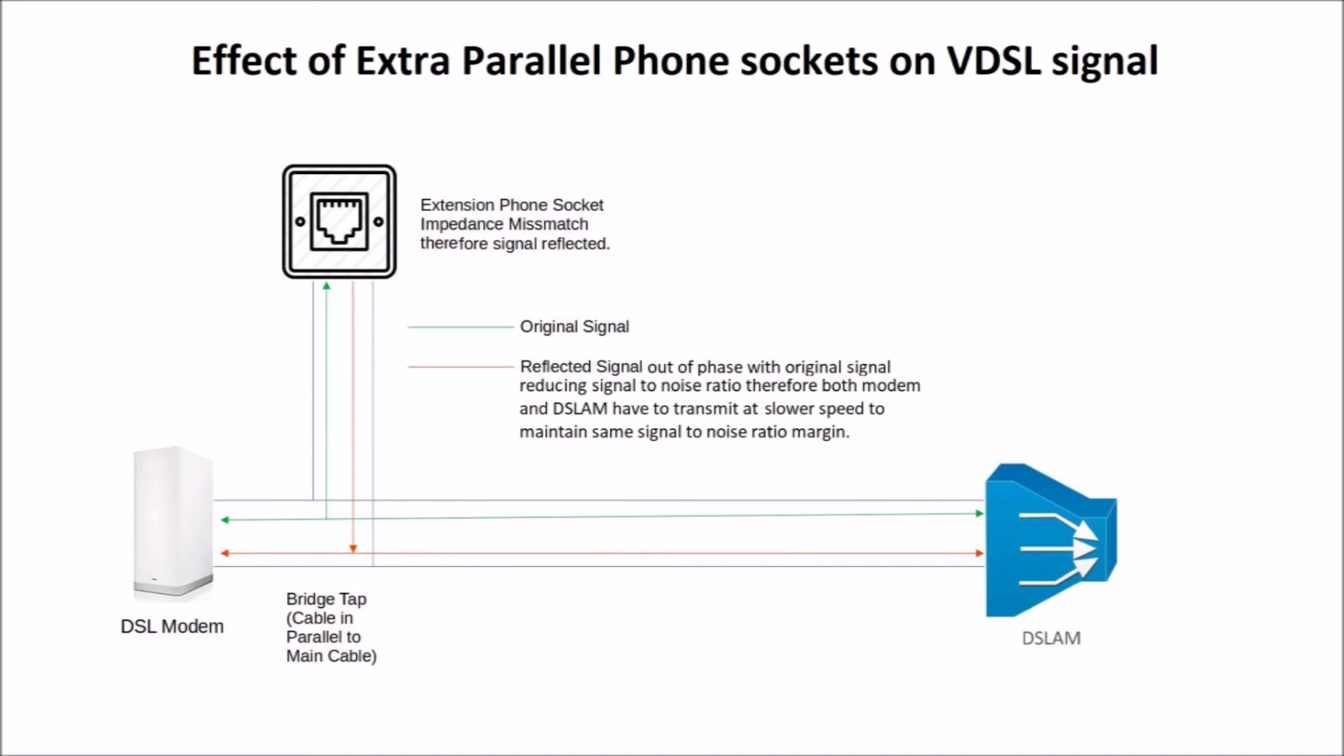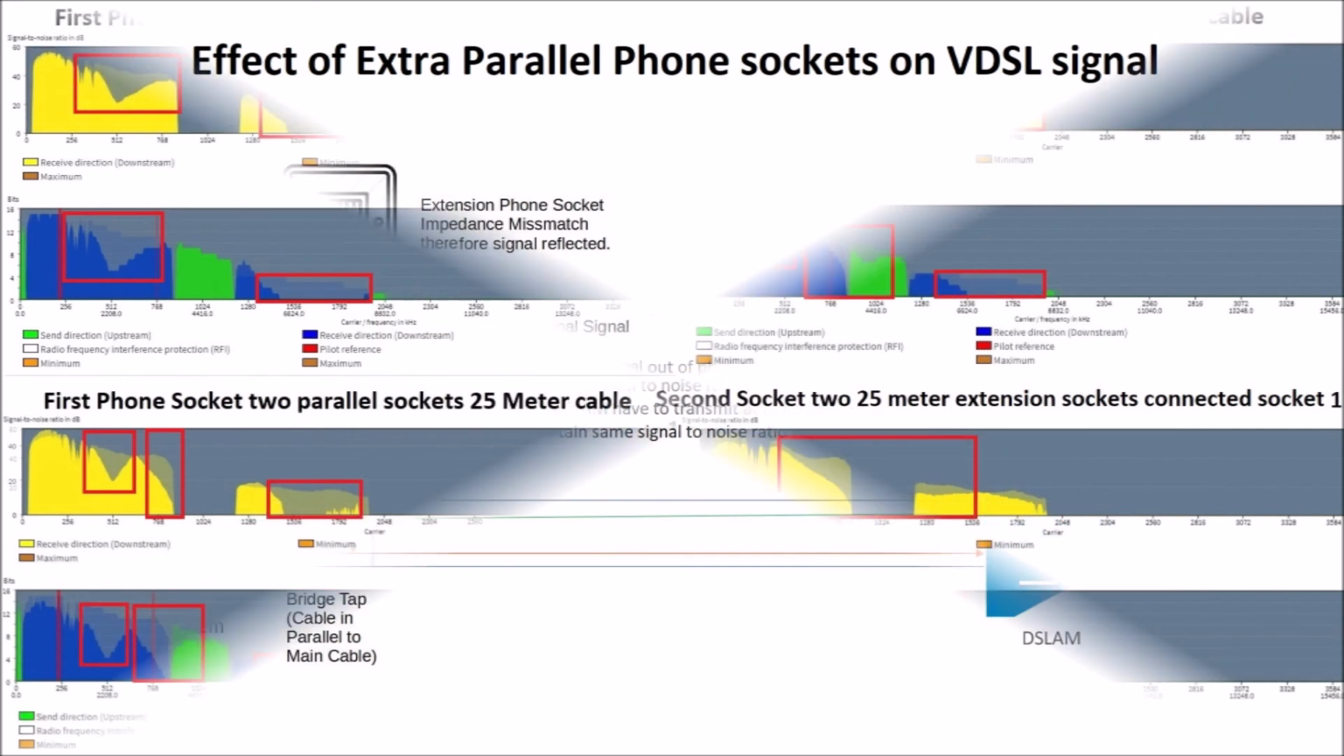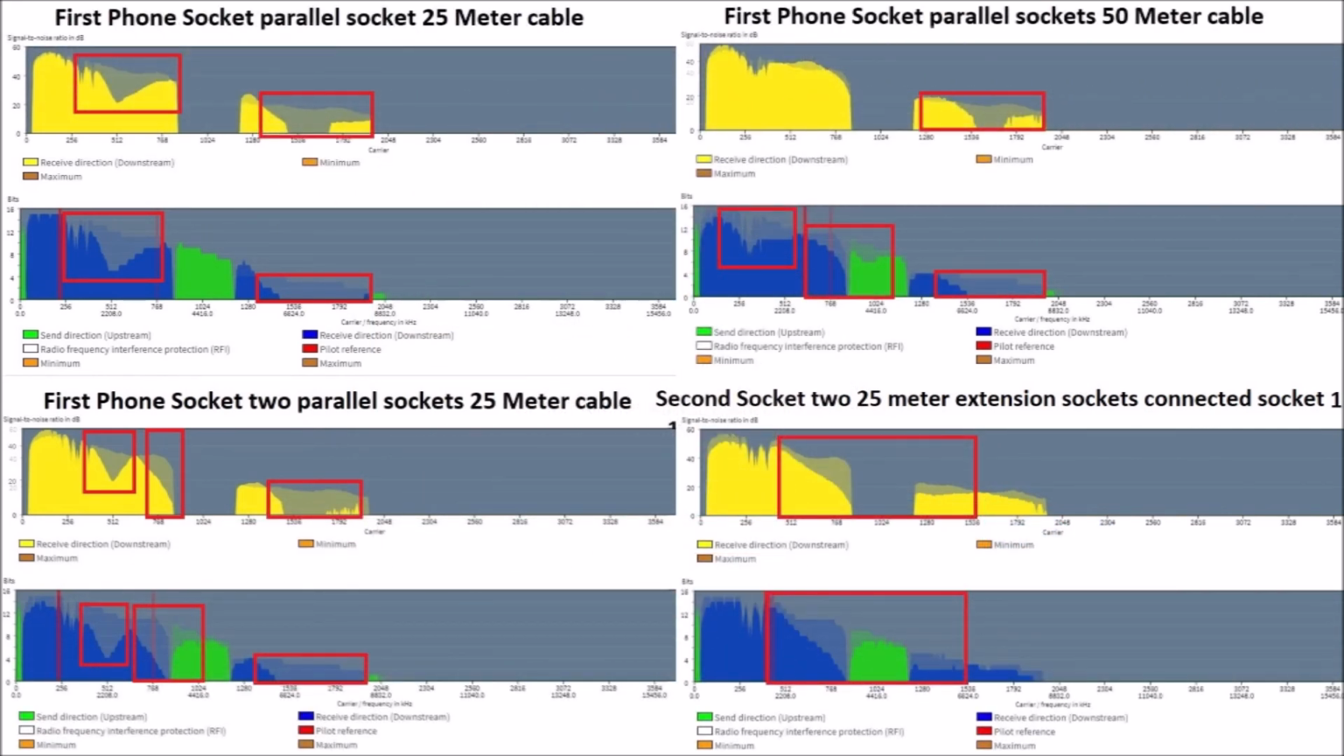Each parallel connection is known as a bridge tap and reduces the speed because part of the signal travels down this parallel connection, and when it reaches the end of the cable, because it is unterminated, it's reflected back and adds to the incoming signal. But because it is out of phase with the incoming signal, it decreases the signal-to-noise ratio. And in order to maintain the same signal-to-noise ratio margin, the DSLAM and the modem have to transmit at a reduced speed.